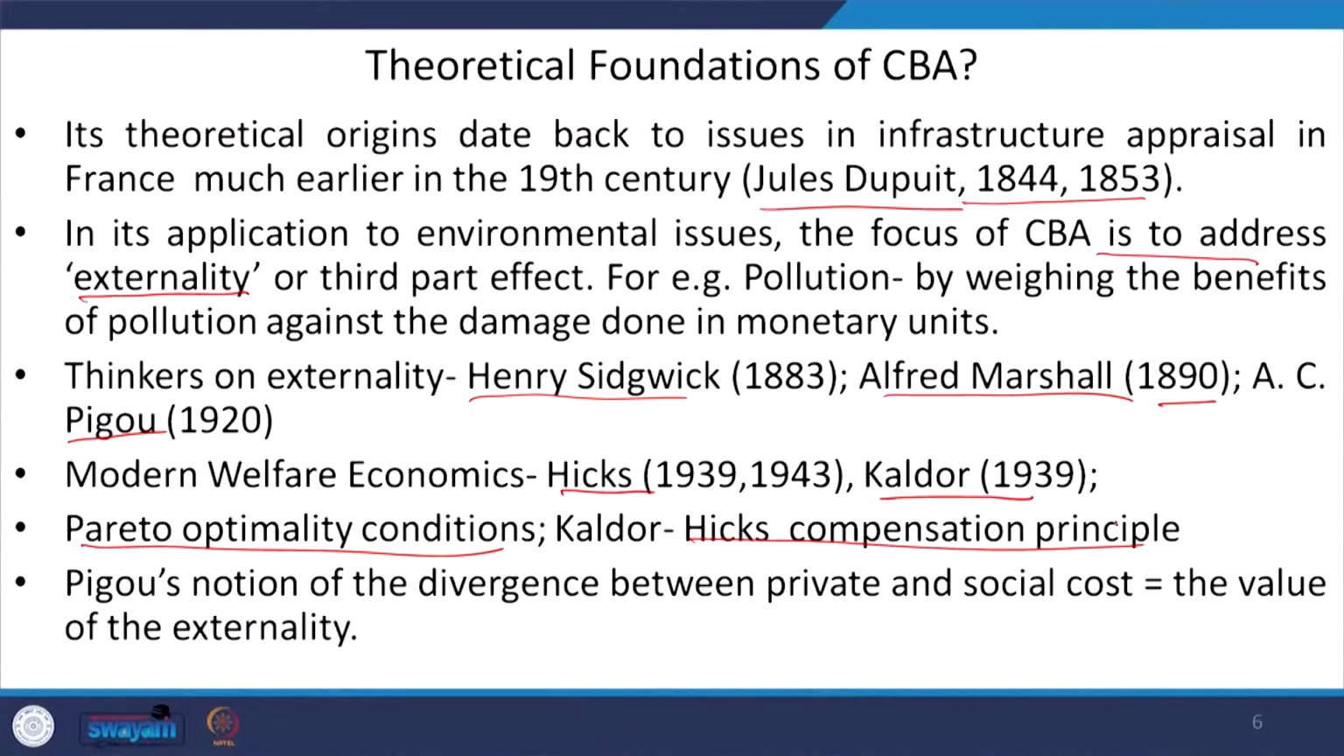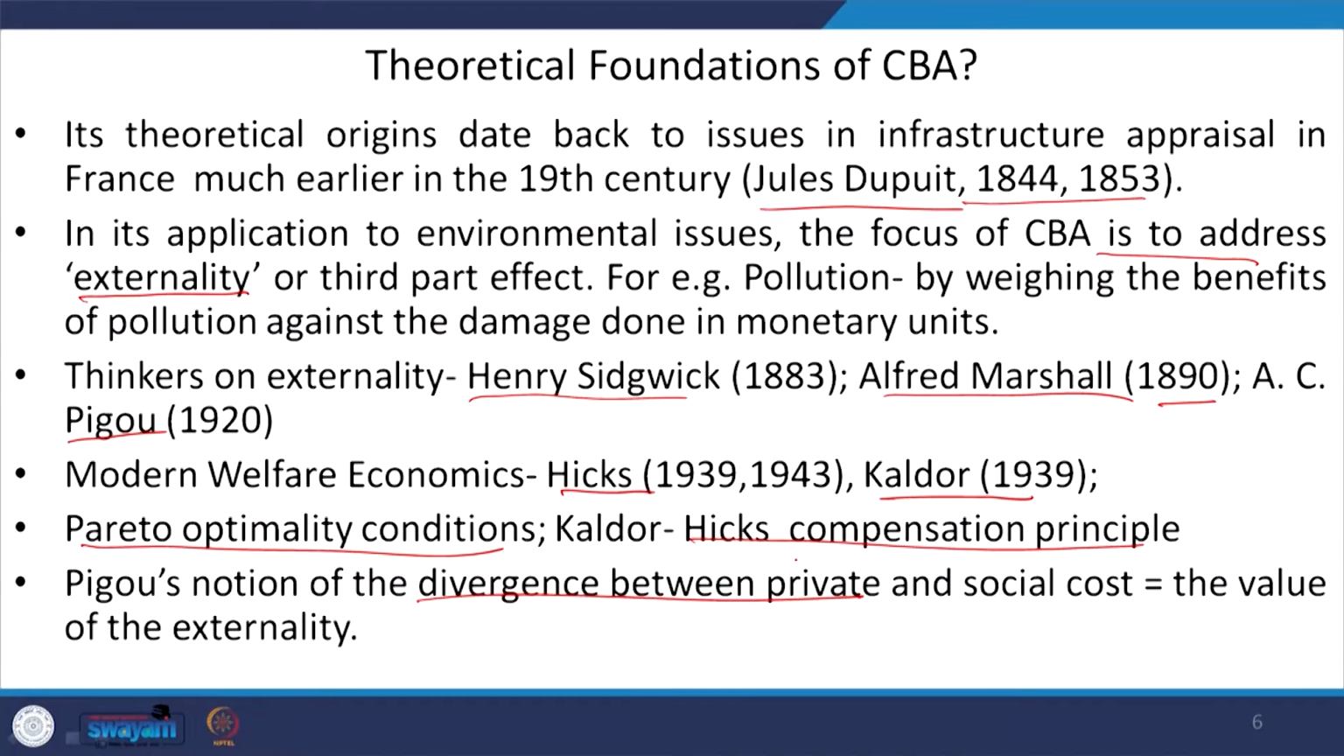When you see A.C. Pigou's writings in the 1920s literature, you can find that he highlights the private benefit and private cost and the difference between them and the public benefit and public cost, which we are calling the social cost. So, here we need to have a divergence between these two concepts, private cost and the public cost or social cost.